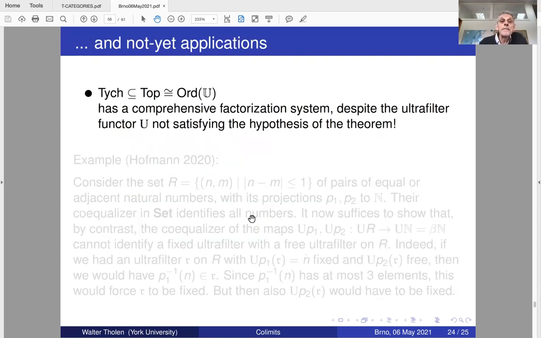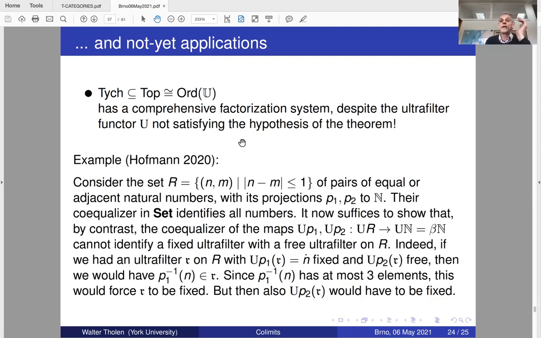All right. So here comes a big disappointment. That's still work in progress. So we do have the comprehensive factorization system for Tychonoff spaces. But the assumptions that I have are still too strict for the ultrafilter functor. It doesn't preserve reflexive coequalizers. Yet, for Tychonoff spaces, at least we have this factorization system.